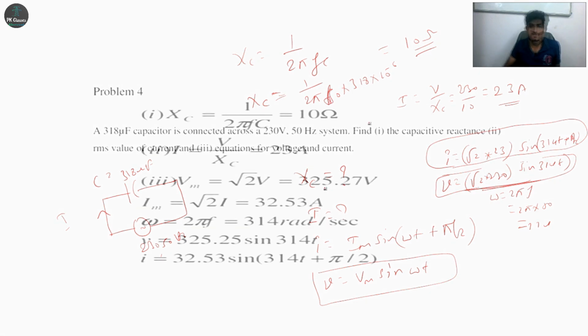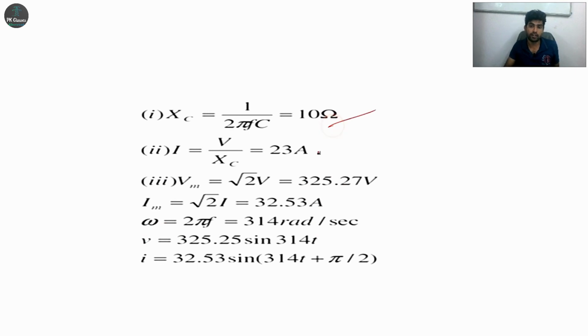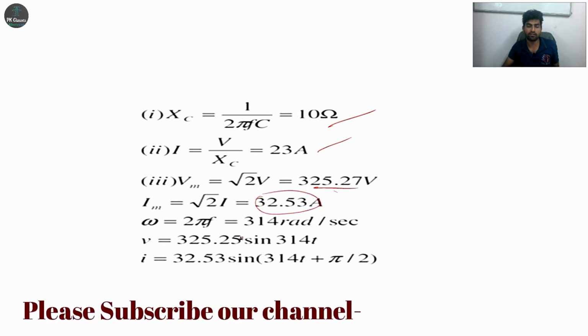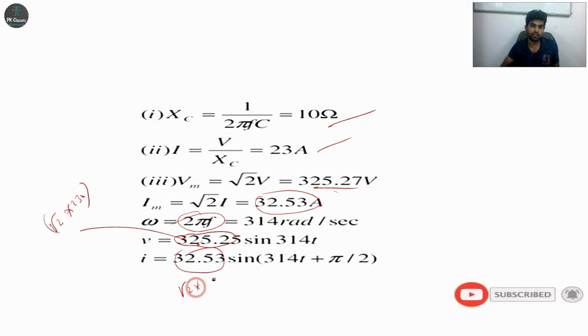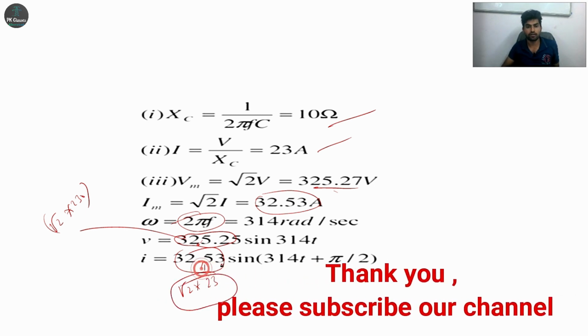That's all. We'll cross check once again. 10 ohm, 23 amps. Directly applying root 2 into VRMS gives 325, so the maximum voltage is 325. Omega is equal to 2 pi f. Finally, this part is root 2 into 230, and this part is root 2 into 23. That's all.